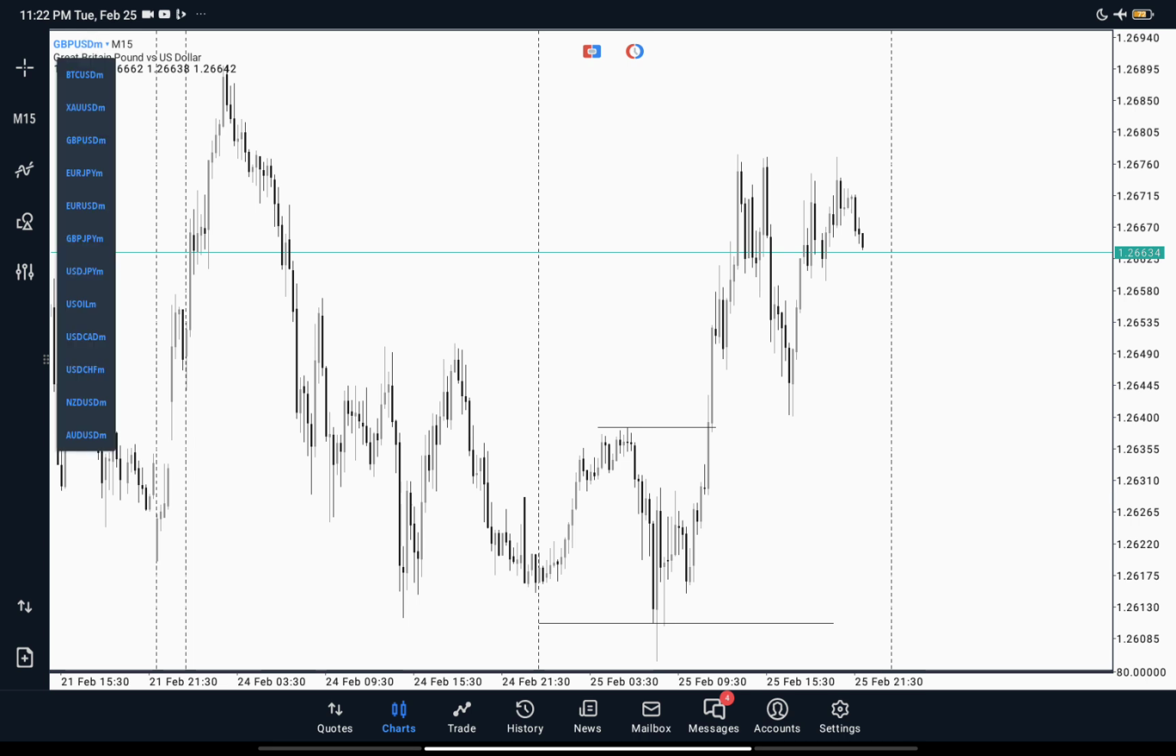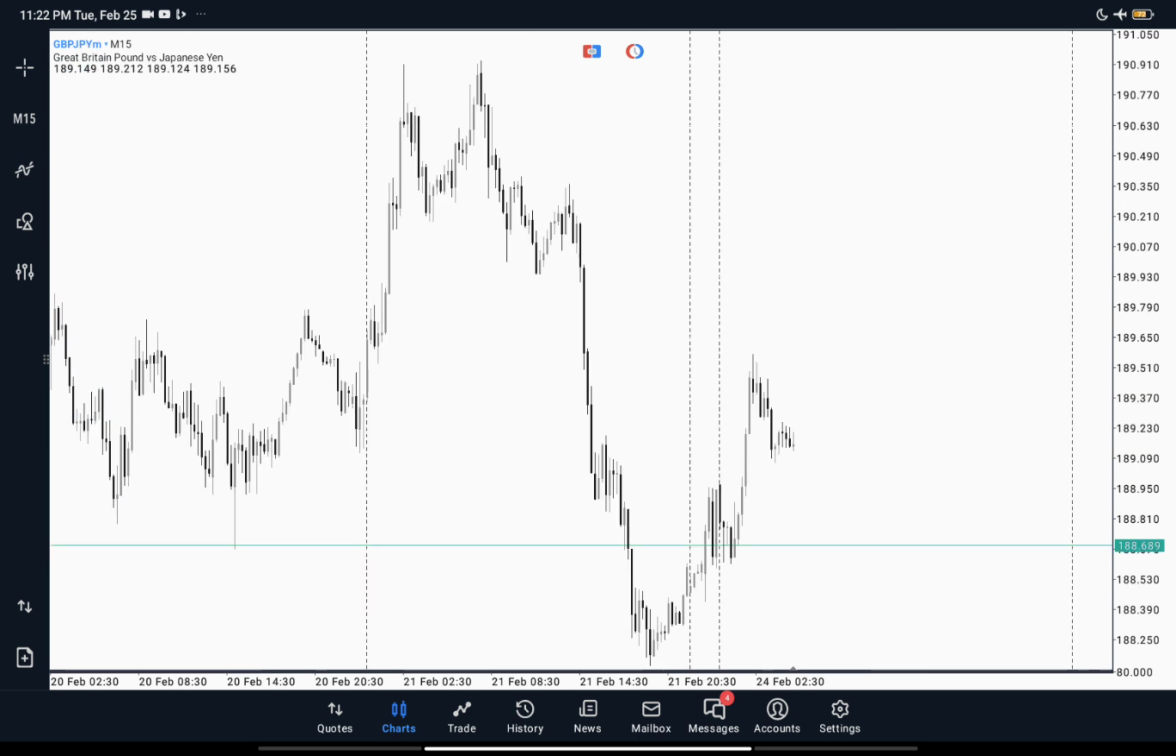So now the next trade on our list was the trade that we took on GBP JPY. This is the next trade on our list. The next trade that we took on GBP JPY, a wonderful trade that we took on GBP JPY.